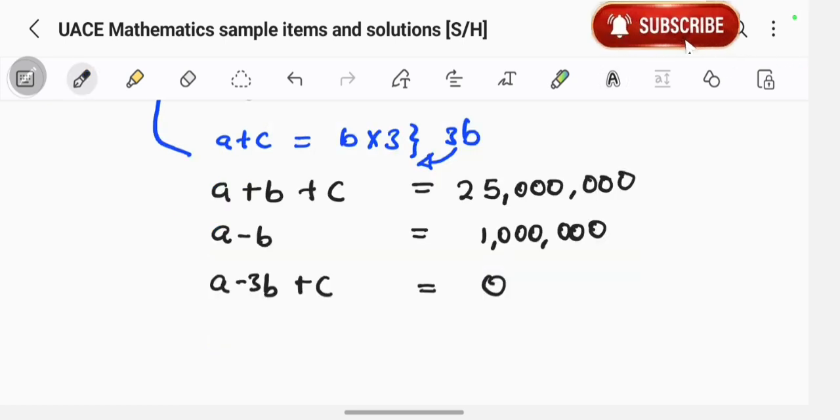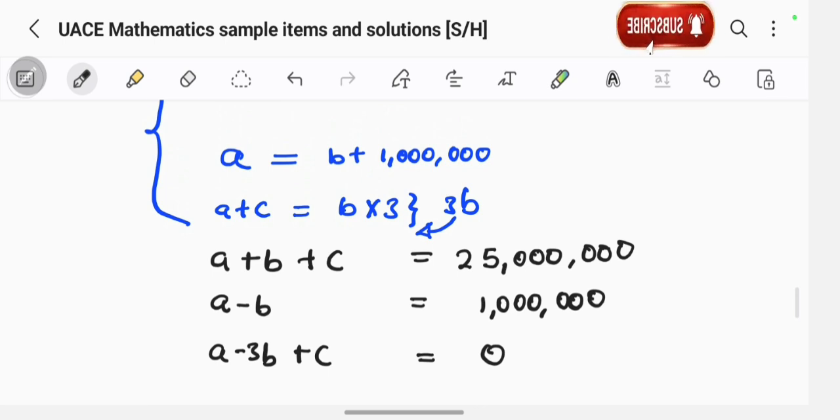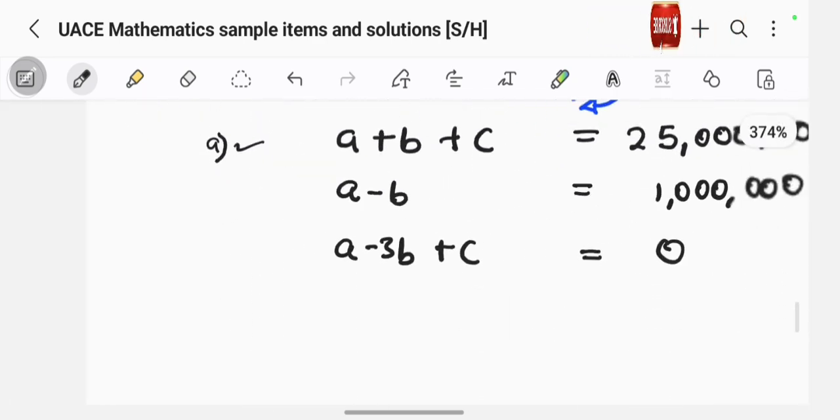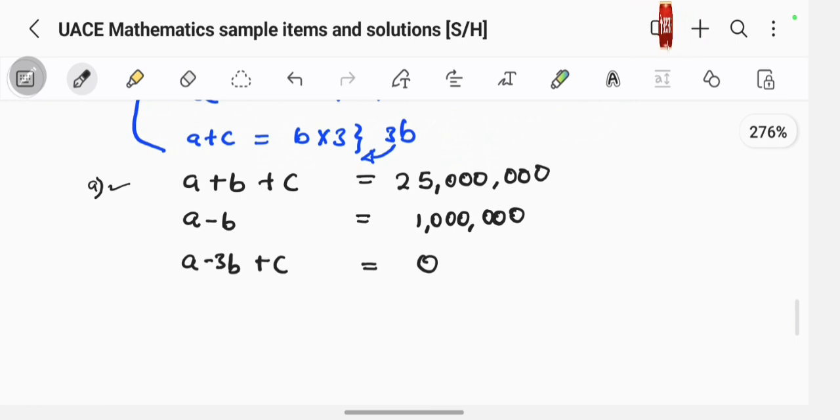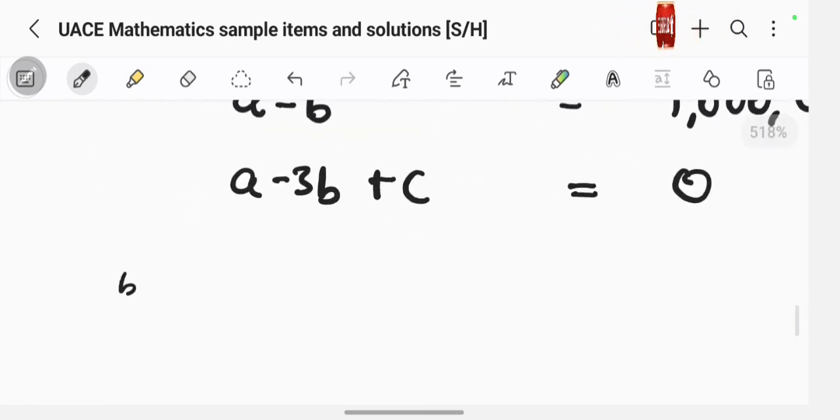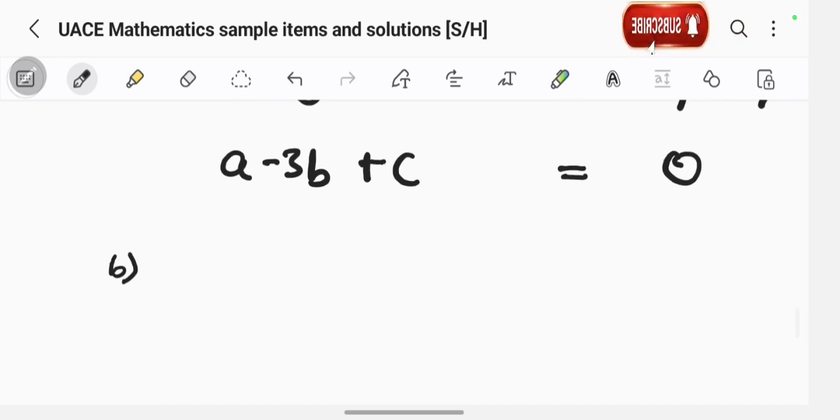So I've decided to turn it to black for clarity. So part A is done. System of 3 simultaneous equations. Part A is finished. Then part B. In part B, by using row reduction, calculate the individual costs for drilling each borehole.